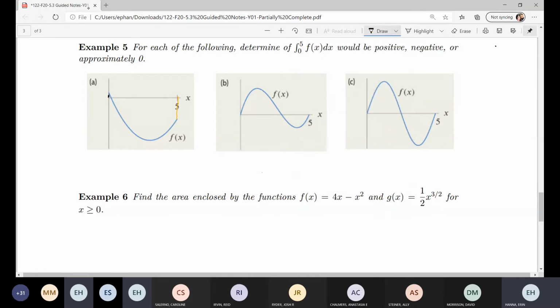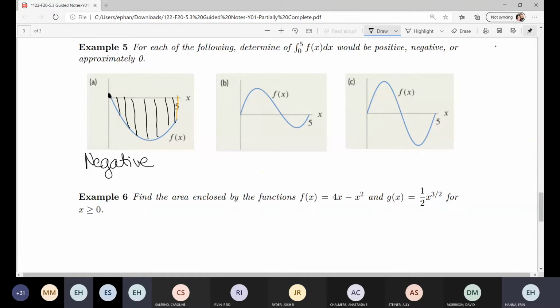So we have this little tiny bit that's above the x-axis at the very end. And then we have most of the stuff that's below the x-axis here. So since most of that stuff is below the x-axis, when we're calculating the generic integral from 0 to 5, this would turn out to be negative. I don't know what the number is because I don't know what the function is, but I know that it would turn out to be negative because most of this stuff is below the x-axis.